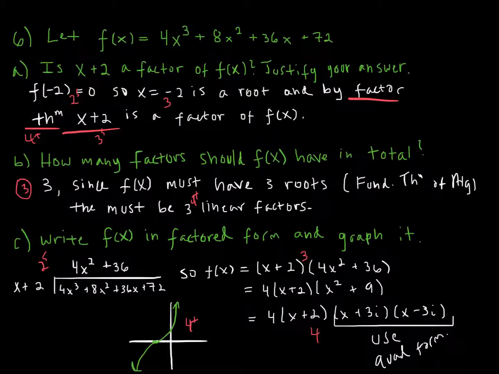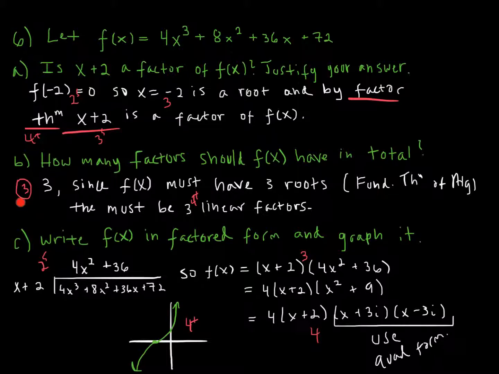All right, here I'm looking to show that x plus 2 is a factor of f of x. This boils down to me showing that -2 is a root. That's what the factor theorem tells me. So I plug in -2 into my function, and I get an output of 0. So x equals -2 is a root, and by the factor theorem, x plus 2 is a factor.